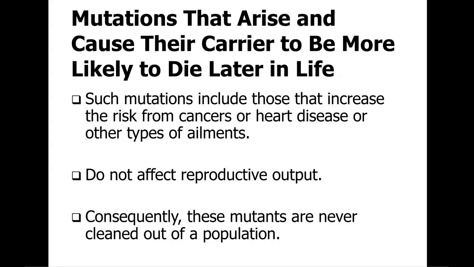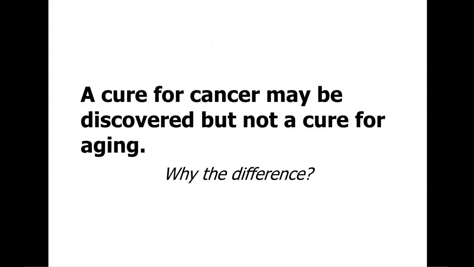So a lot of these mutations are going to increase your risk for things like cancers or even heart disease and other types of ailments. They do not affect reproductive output, and consequently these mutations are never cleaned out of the population, because they don't usually start to show themselves until after reproduction of offspring has occurred. So you've already passed them on to offspring. So a cure for cancer may be discovered, but not a cure for aging.